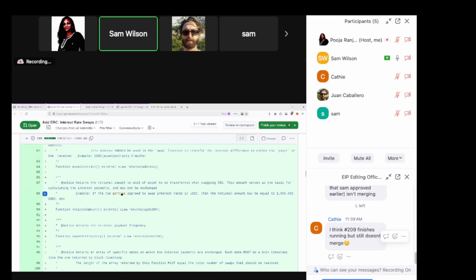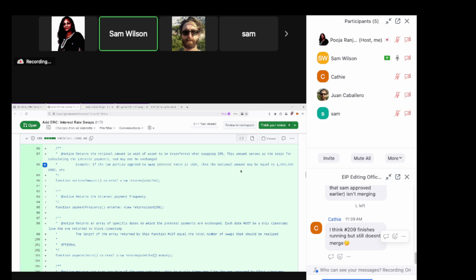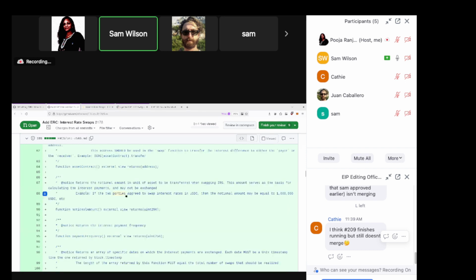Okay. Returns the notional amount. Two parties agree to swap interest rates in USDC, may be equal to. Okay, returns the notional amount in unit of asset to be transferred when swapping IRS. This amount serves as the basis for calculating interest payments.